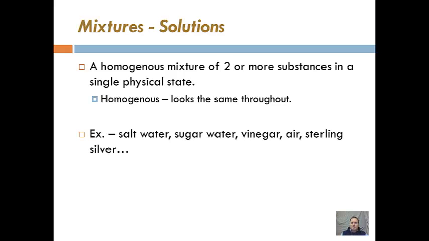Examples that you guys can think of: salt water. Mix a little salt with water. Okay, you can't see the parts in there. Sugar water. Kool-Aid is another good example. Vinegar. Now get off the liquids, we can talk about air, right? It's a mixture of different gases. We can also have solutions that are solids, such as sterling silver, which is a mixture of different metals.